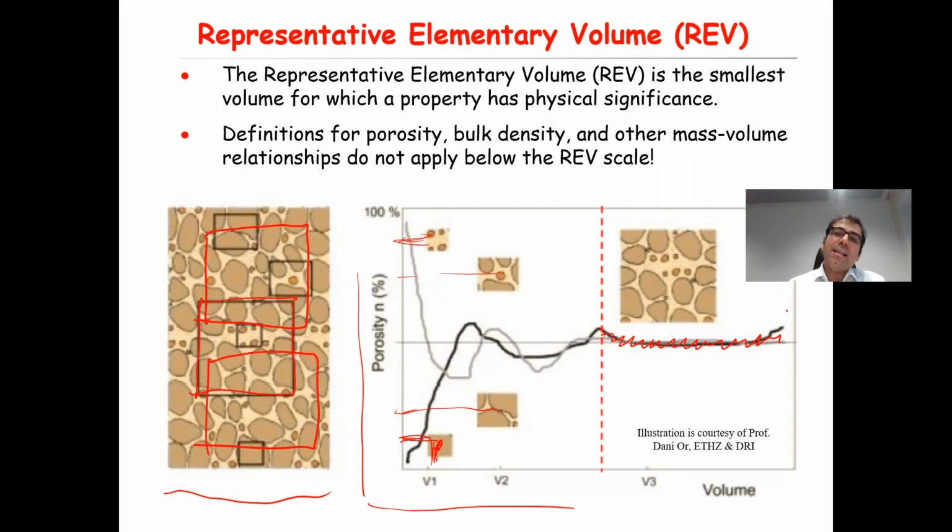And the smallest size that is large enough to represent the entire domain for the porosity is basically the REV scale, or representative elementary volume, which is determined here by this dashed red line. So that is the concept of REV.